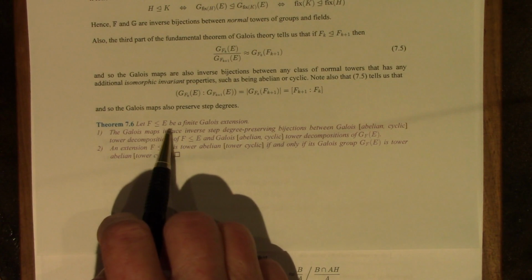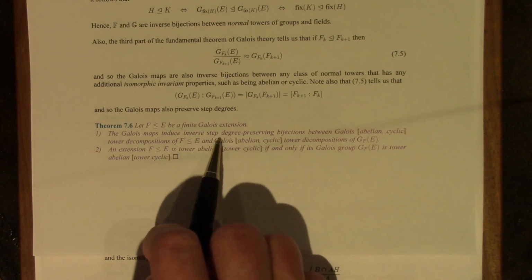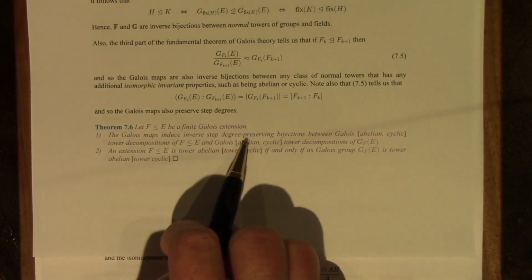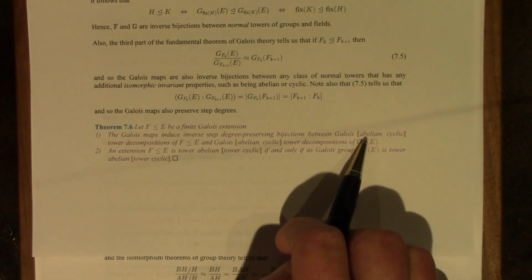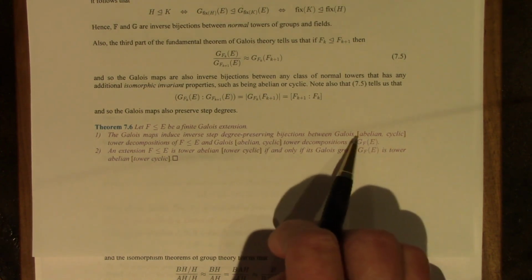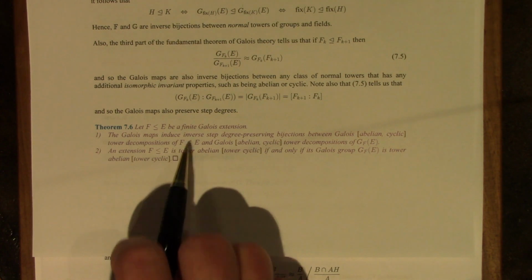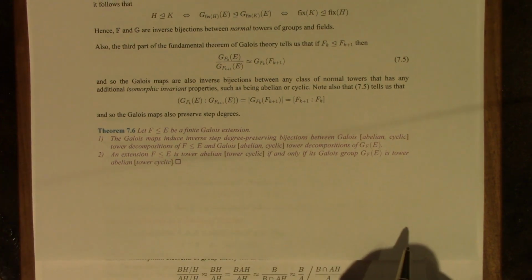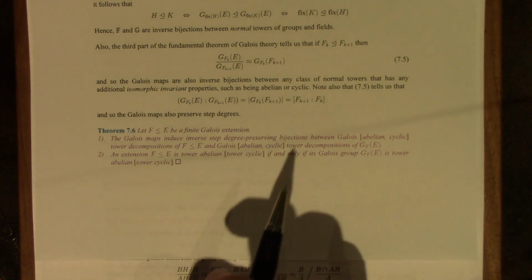So let F E be a finite Galois extension. The Galois maps induce inverse, step degree preserving bijections between Galois tower decompositions, or abelian tower decompositions, or cyclic tower decompositions. The degree of each step is preserved. All that matters is the isomorphic invariance here of the extension and the corresponding tower decompositions of the Galois group. Abelian goes to abelian, cyclic goes to cyclic, and conversely, both directions.